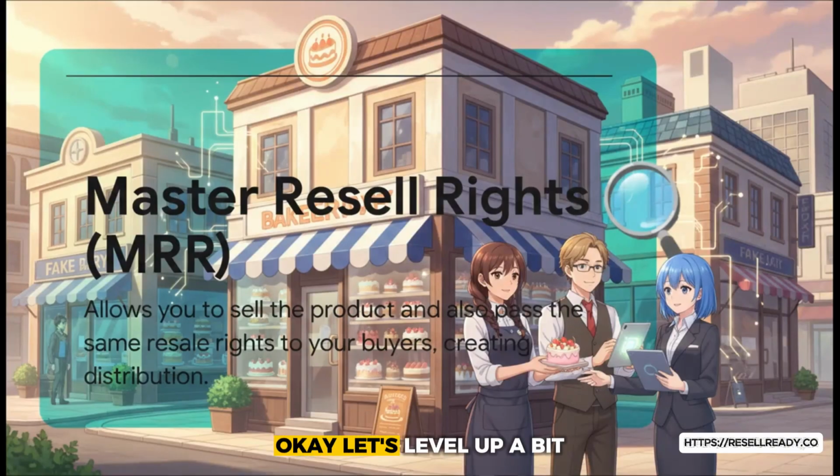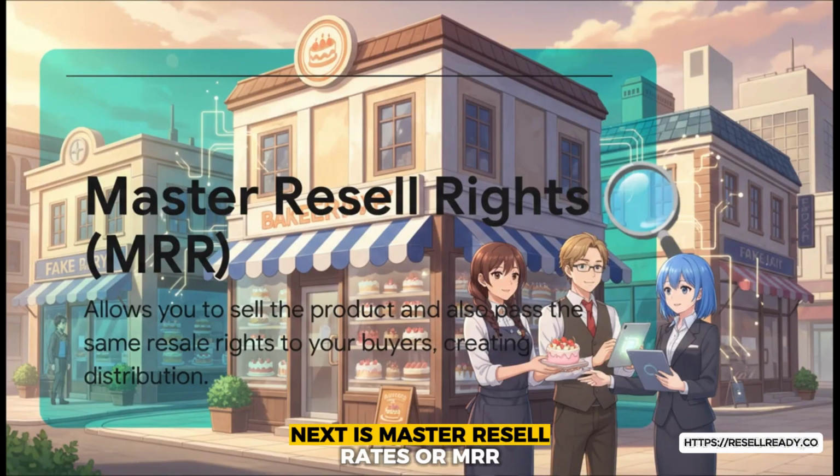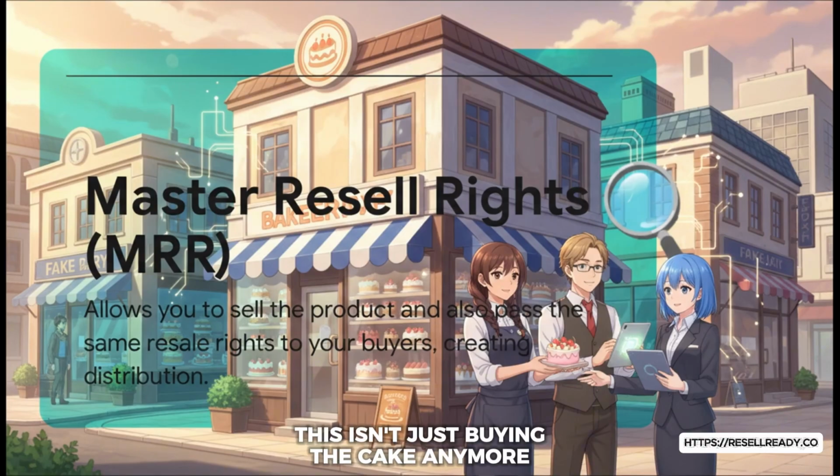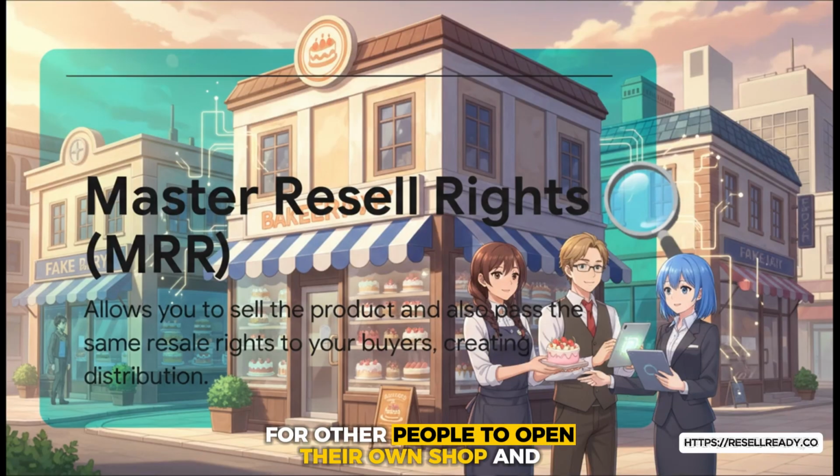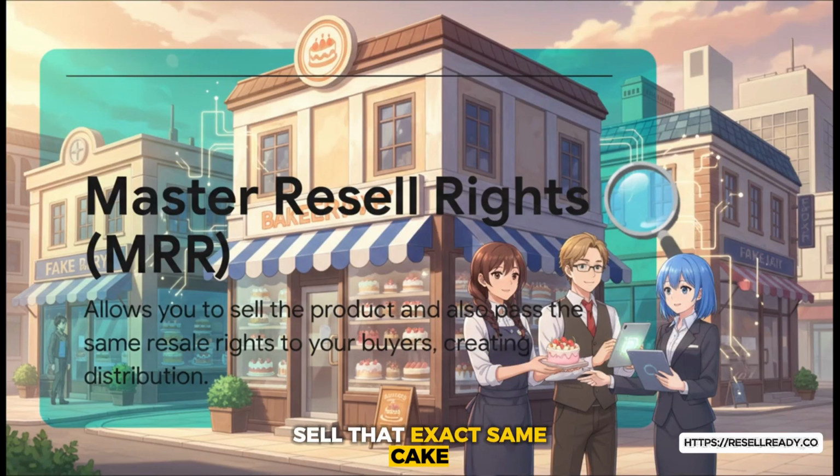Okay, let's level up a bit. Next is master resell rights, or MRR. So if we stick with our cake analogy, this isn't just buying the cake anymore. This is like buying the whole franchise. Not only can you sell the bakery's famous cake, but you can also sell the rights for other people to open their own shop and sell that exact same cake. You see the difference? You're selling the product and the business opportunity that comes with it.